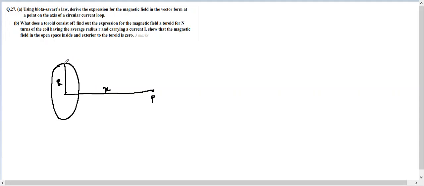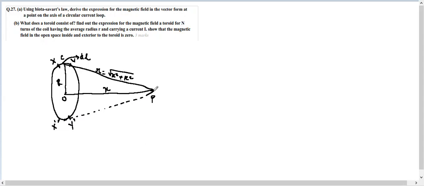So let us draw this distance, which is going to be equal to small r, that is under root of x square plus r square. Now let us consider the small length element xy, which is having a length of dl. Let's take this point as C, this point as O. Similarly, diagonally opposite to this point C, we take another length element x dash y dash. So that's going to be something like this, and we will take this angle as theta.